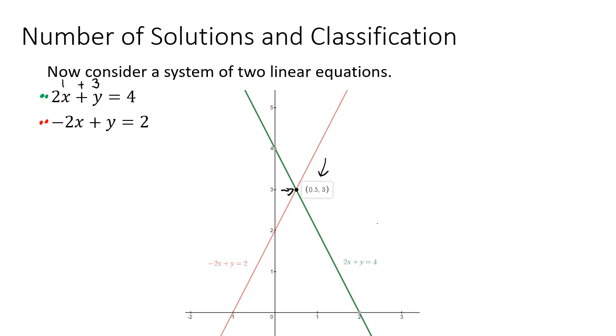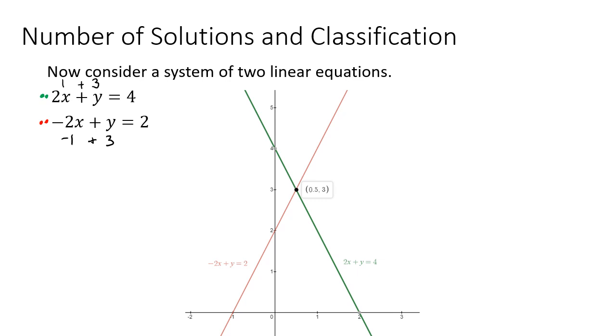And if you plugged it into the bottom, you would have negative 2 times 1/2, which would be a negative 1, plus a y of 3 is equal to 2, which is also true. Negative 1 plus 3 is equal to 2. So keep this idea in mind as we start classifying these systems of equations. The solution to the system is where the lines intersect, where they overlap.